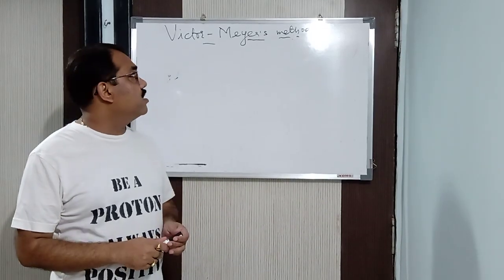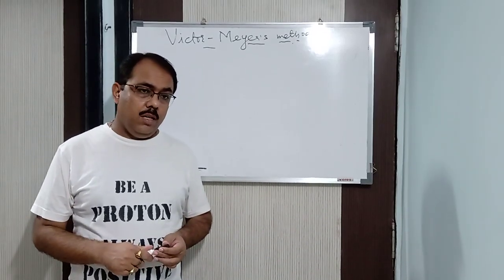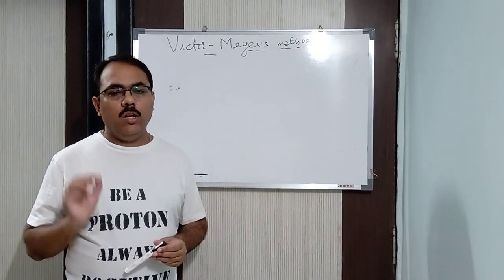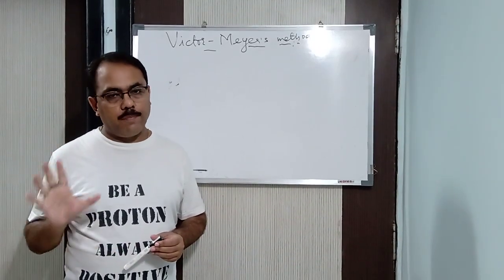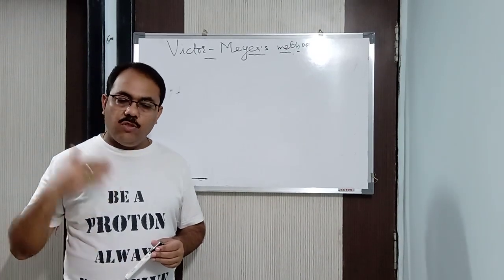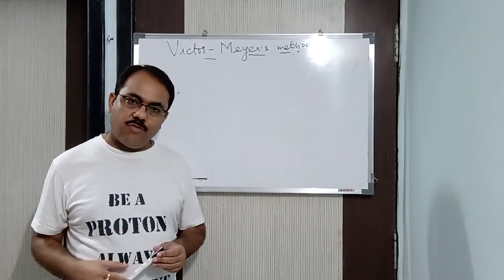Now, the first method is Victor Meyer's method. Victor Meyer's method is basically used to calculate the molecular mass of a volatile substance. Volatile, you understand? It turns into a gas at a low temperature. That is said to be a volatile substance.